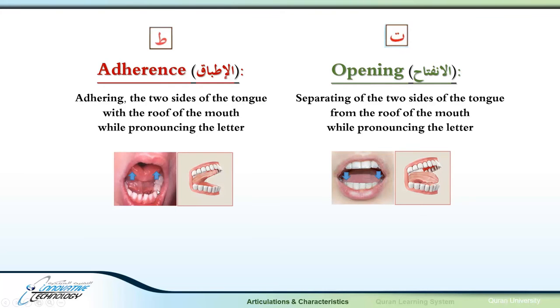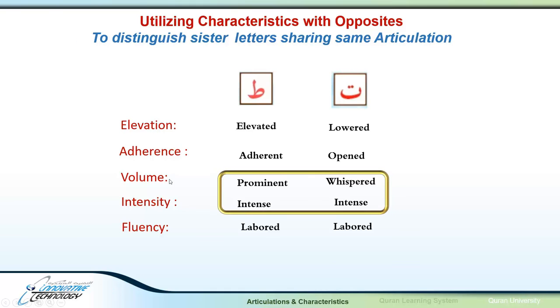So in adherence, there is an upward raise of the 2 sides of the tongue. In opening, there is a downward opening of the 2 sides of the tongue. There are 4 letters that have the adherence, itbaq, characteristic. It's the sad, dad, ta, dha. So the ta has an adherence characteristic. On the other side, the opening, infitah, is a characteristic of all the remaining 25 other letters of the alphabet, including the other ta. And now we're going to describe another 2 pairs of characteristics.